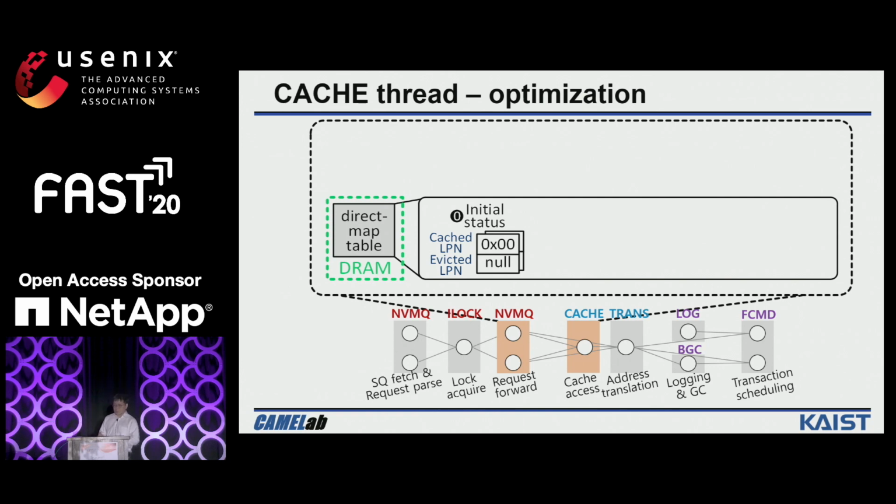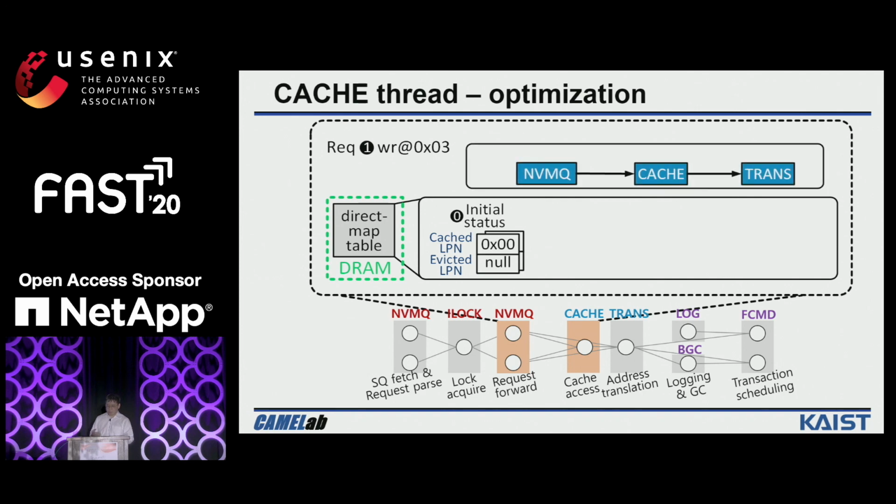Let's assume the page 0x00 is buffered in the DRAM buffer. When write request 1 comes, NVMQ will check and find a request miss. Because of this miss, NVMQ will revise the direct map table by moving the 0x00 information to the evicted LPN. This indicates the page will be evicted. In addition, we also record 0x03 into the cached LPN. NVMQ will then forward the request to the cache because the cache will do the real evictions.